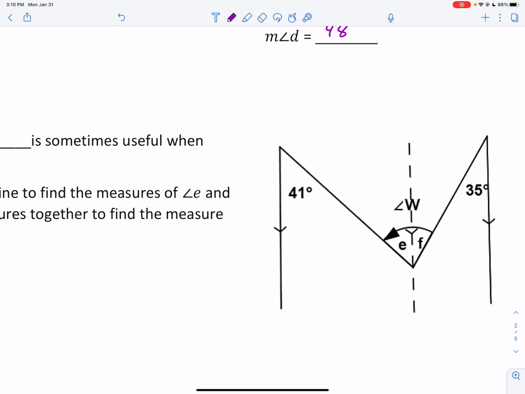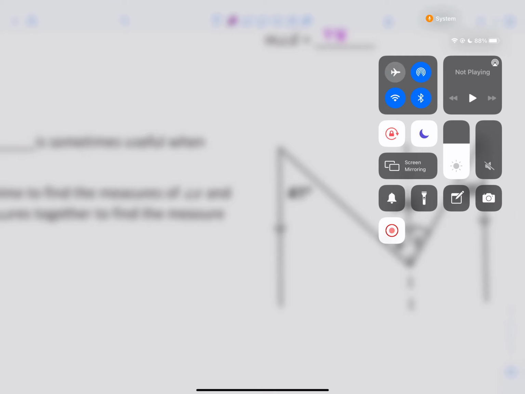So I'm going to quit the video for right now, just so I can make a part 2 for auxiliary lines and transversals that don't look like transversals until you start extending the lines. Stay tuned.